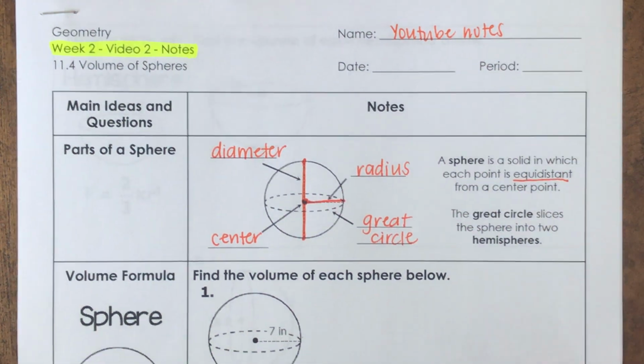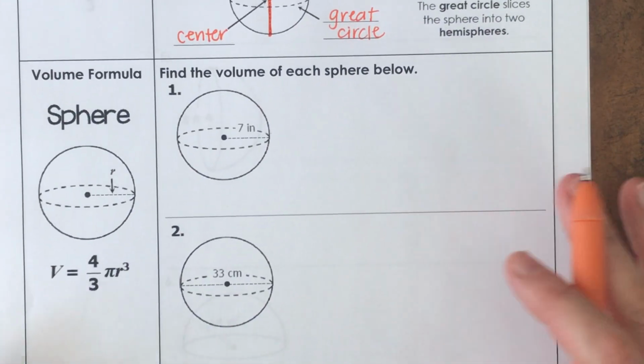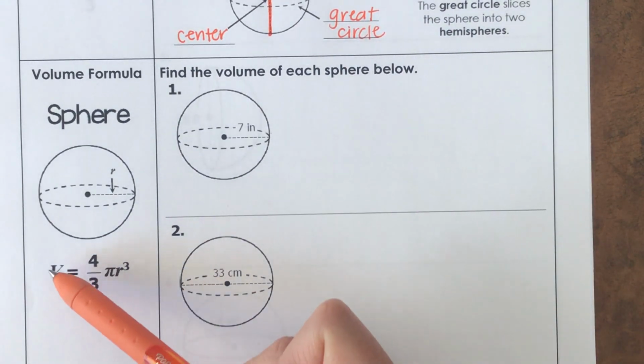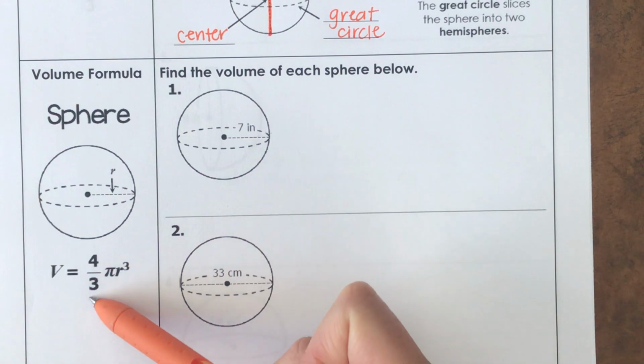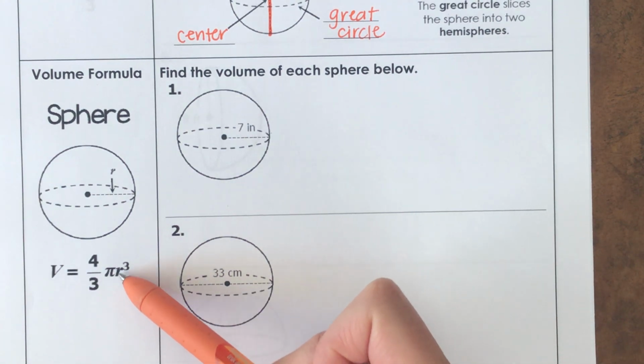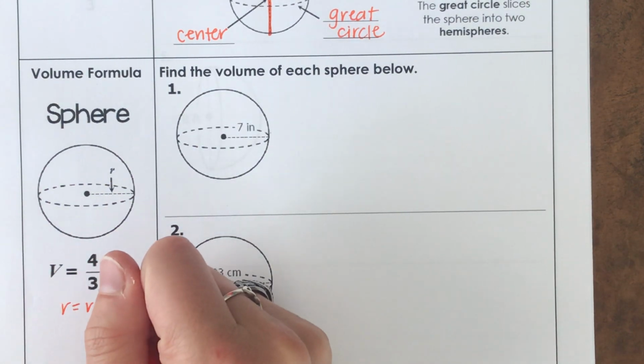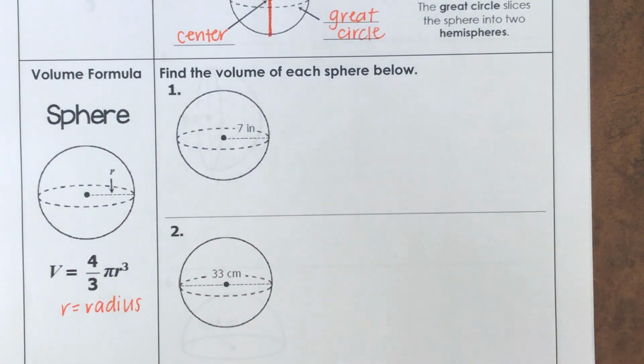Our volume formula for a sphere that we're going to be using every time is volume equals 4/3 times pi r cubed. The r stands for radius, so we have to make sure we know the radius in order to find the volume.